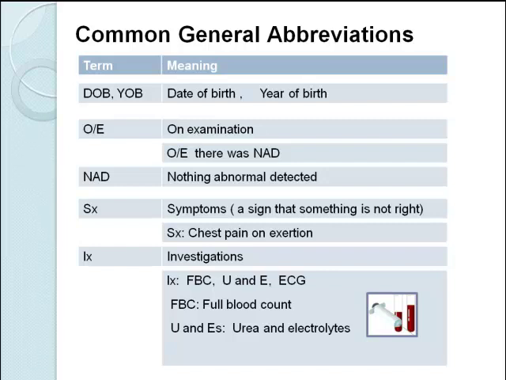The full blood count is looking at your cells within your blood, your white cells and your red cells, and other bits and bobs within your blood too. And U's and E's relate to the urea, which is a waste product which you produce when you eat protein, and electrolytes, which are things like sodium and potassium. So these two are actually very common blood tests and very important.